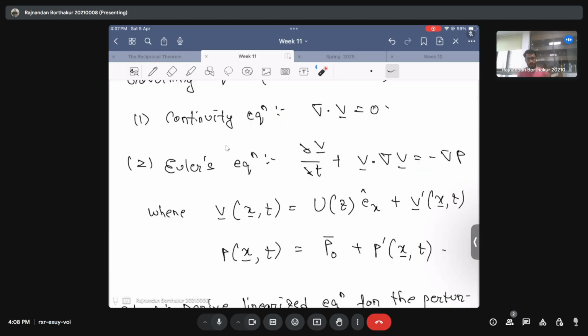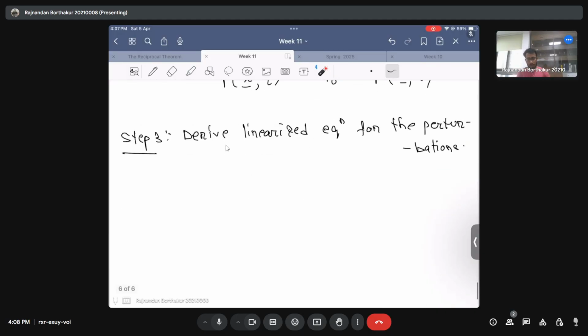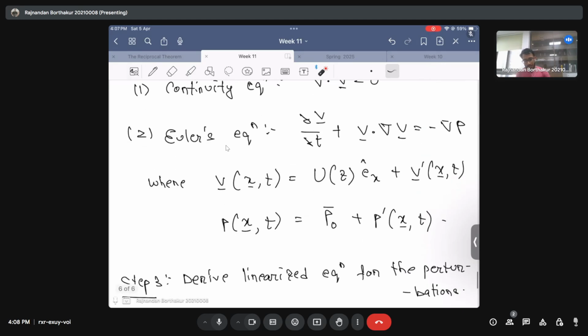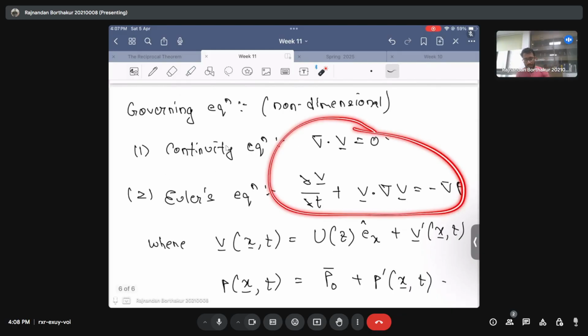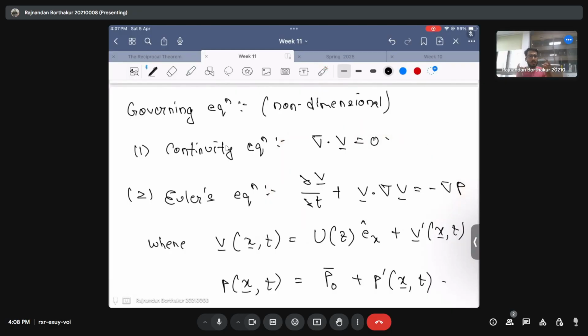Okay, for instance, when we do this, things will be much more clear. Now what we'll do is substitute the fact that your aggregate variables are a sum of the base variable and the perturbations into the governing equations that the aggregate variables satisfy, to derive the governing equations of the perturbations, and subsequently we will linearize these governing equations to get the linearized governing equations of the perturbations.